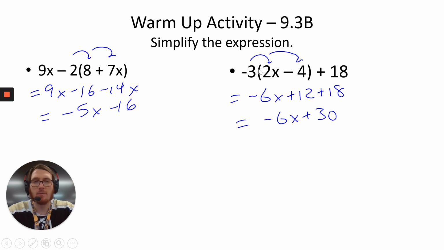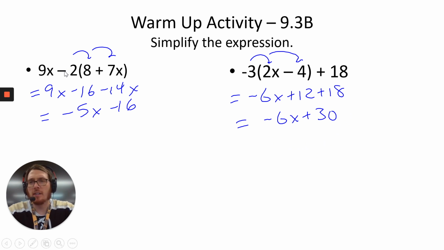subtraction. So negative 3 times 2x: negative 3 times 2 is negative 6, then x. Negative 3 times negative 4 is actually plus 12, and then plus 18 keeps going for the ride. From there, just combine like terms, so positive 12 plus positive 18 is positive 30. And my answer would be negative 6x plus 30, and that's my final answer for that situation.